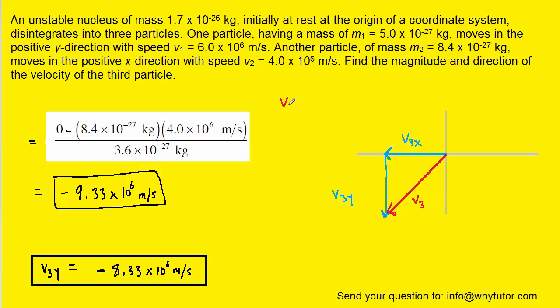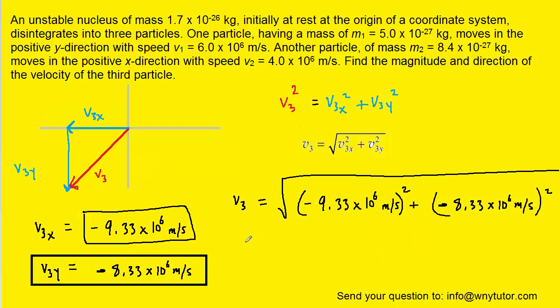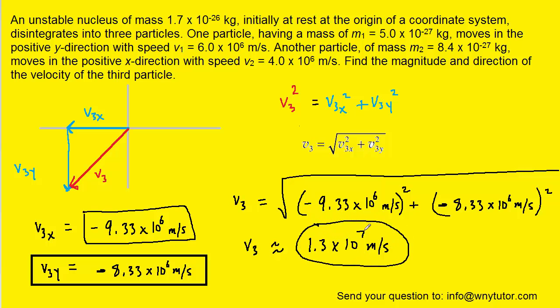So we would have c squared, or in this case v3 squared, since it's the hypotenuse, is equal to v3x squared plus v3y squared. And then to solve this for v3, we just take the square root of both sides of the equation. And now that we've isolated v3, we can plug in the values that we found earlier for v3x and v3y. And when we plug that into our calculators, we should get approximately 1.3 times 10 to the power of 7 meters per second. So this would be the correct answer for the magnitude of particle 3's final velocity.